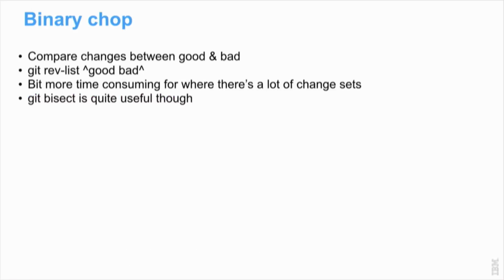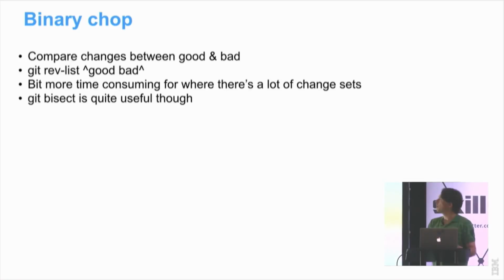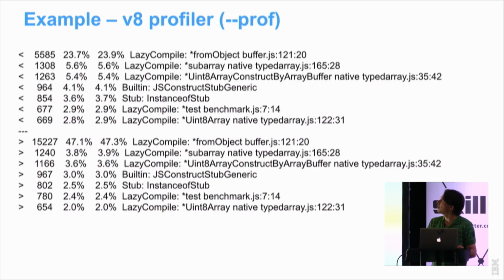Another option for finding the regression, as I said, was binary chop. It's all well and good if you've got a small number of change sets to go through, but if it's a massive change, for example, you've just upgraded from Node 0.8 to Node 6, then there's going to be a lot of changes to go through and try to work out what's caused the regression. Git bisect is an option which could help you if the change you're looking at is in Git.